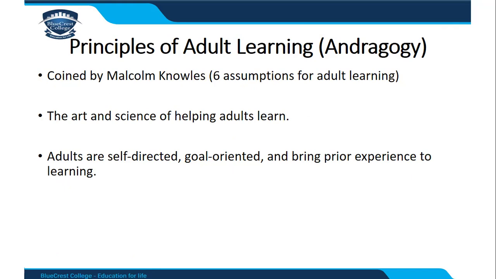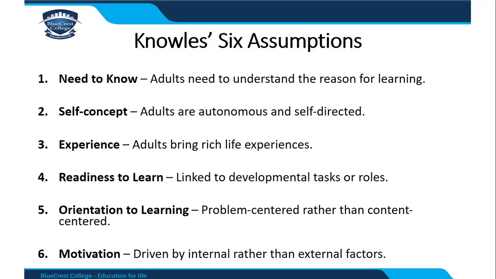All right. So the 6 assumptions of adult learning, according to Knowles: the first one says that adults have the need to know. Okay. They also have the self-concept. There's the experience. They are ready to learn, so there's the readiness to learn. They are oriented to learn, or their orientation to learning. And then the last one is motivation. Okay. So let's go through them.